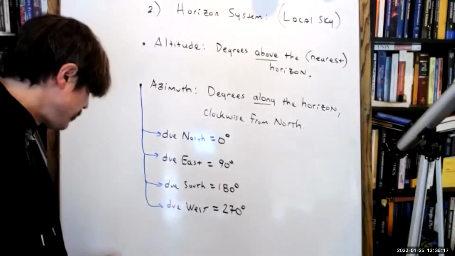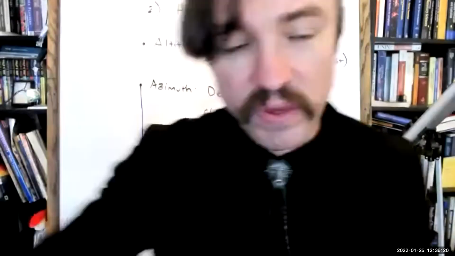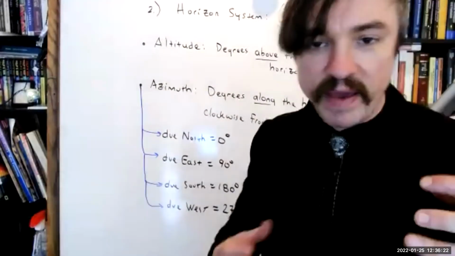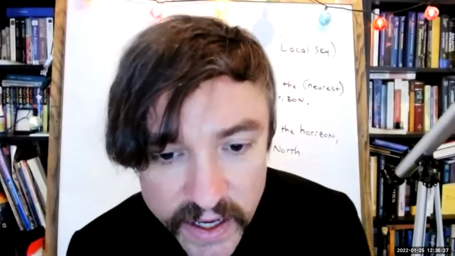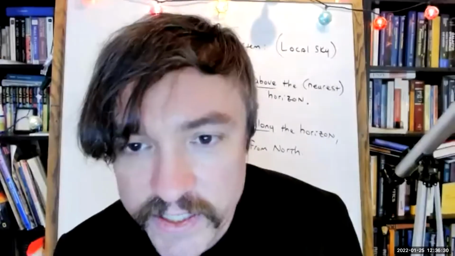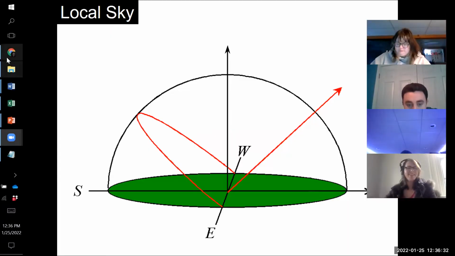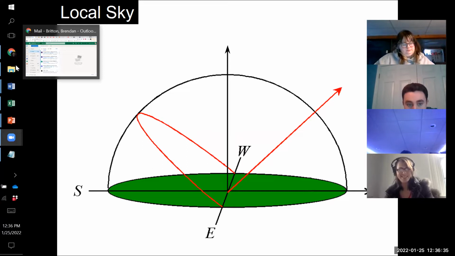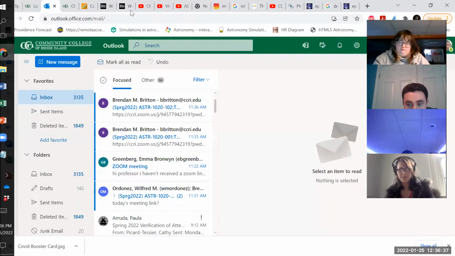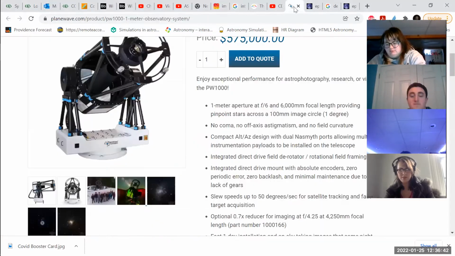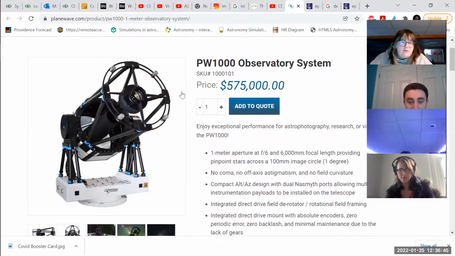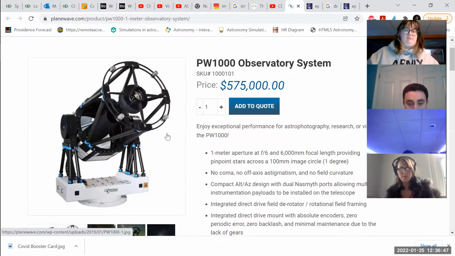Let me show you how this works in practice, okay? Telescopes basically come in one of two different designs in terms of the pier or the tripod that's used to point at stars. And let me show you guys a telescope that really just gives me the willies when I fantasize late at night, okay? I'd like to introduce you to the PlaneWave 1 meter telescope. And it's here seen on an altitude azimuth mount.